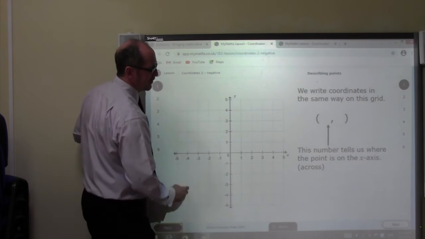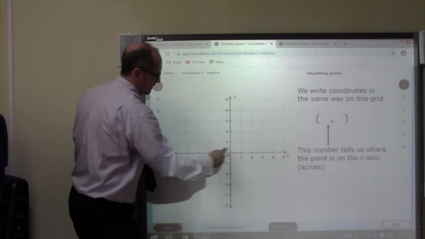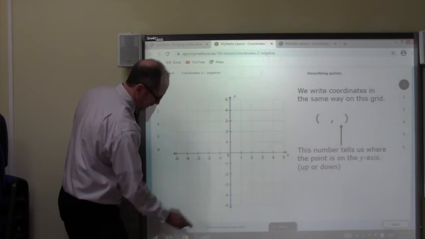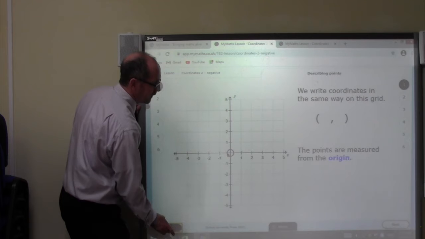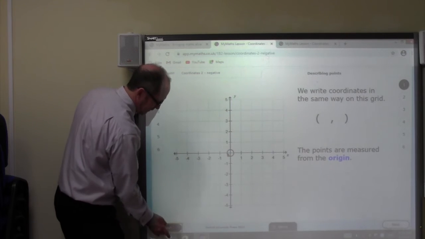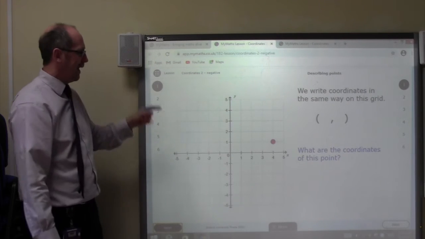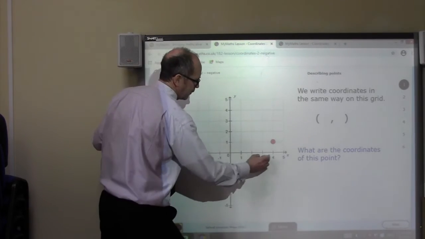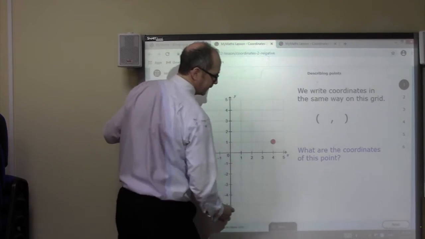This number tells us where the point is along the x-axis, along and across, and that one is the up and down one, same as before. And that is the origin, right in the middle there, the 0. So here we are. We've got the same as we were at the first coordinate: 4 along, 1 up.